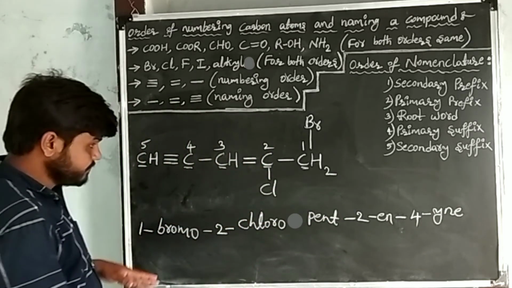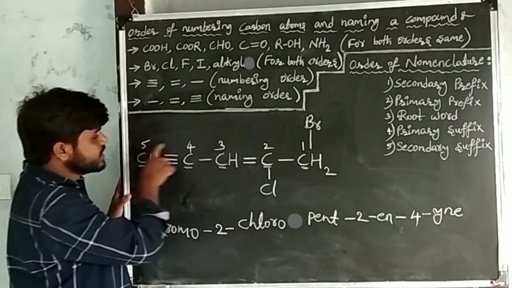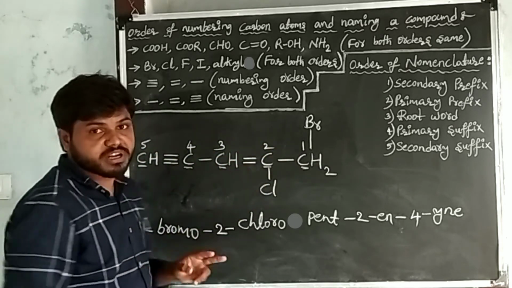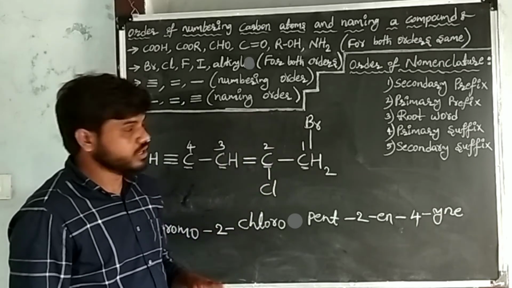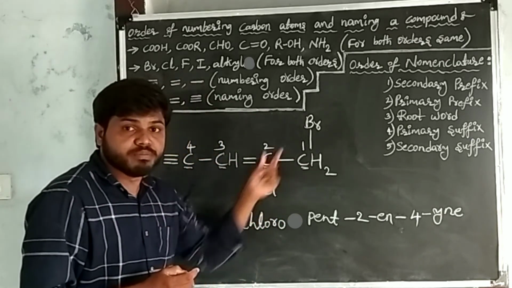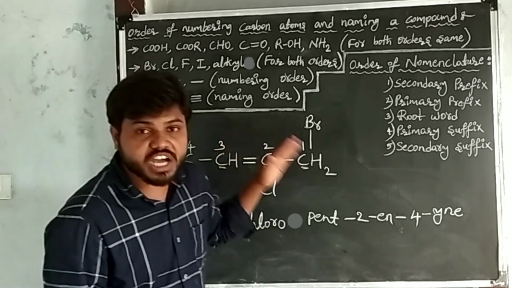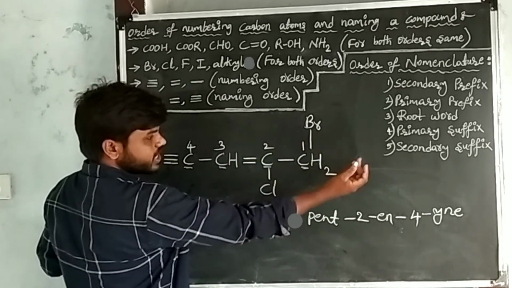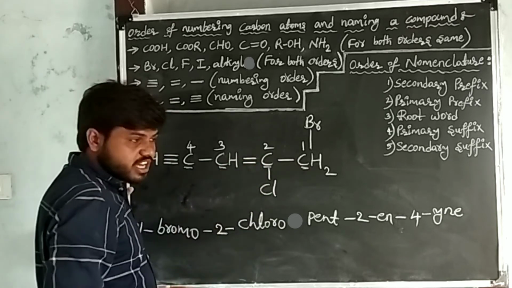I am repeating. So this is our given carbon compound. This is the principal chain of the carbon compound. In this carbon compound, 2 substituents are there: one is chlorine, another one is bromine. When you give the numbers to the carbon atoms, this bromine should get the least number. That's why I started from the right side. Bromine gets the first carbon, chlorine gets the second carbon.